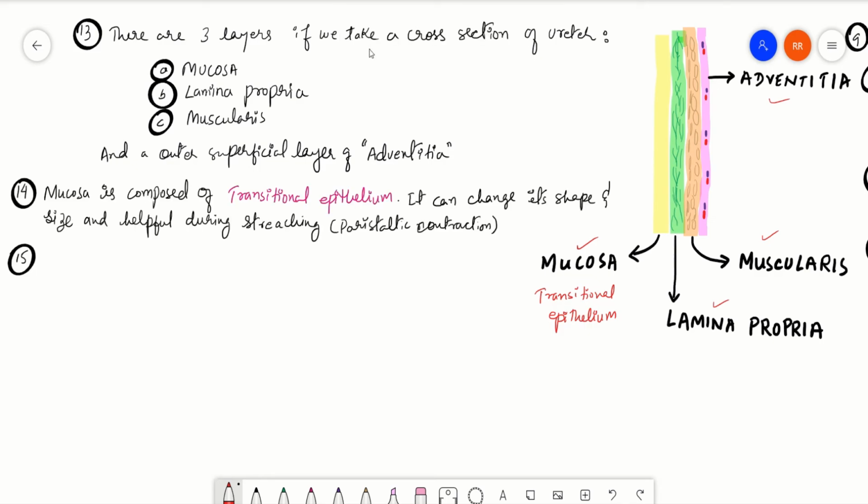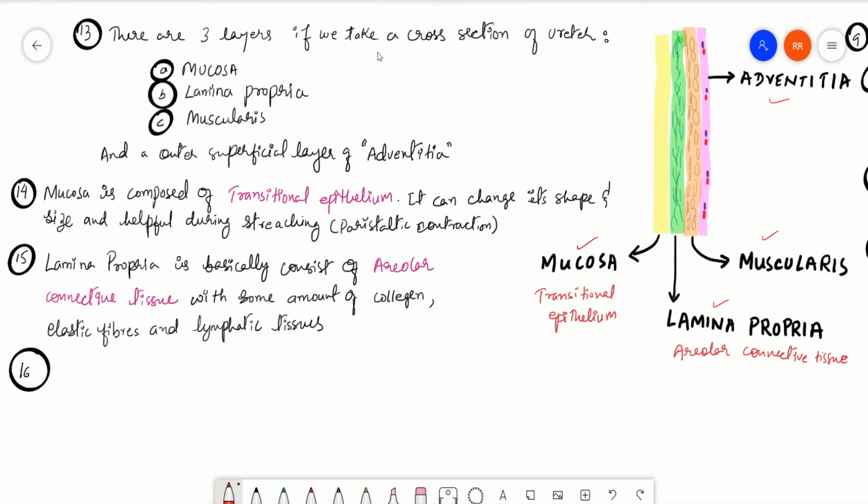Now, this lamina propria consists of areolar connective tissue with some amount of collagen, elastic fiber, and lymphatic tissues. Okay, and this areolar connective tissue will connect the inner layer, that is the mucosa, with the muscle layer, that is the muscularis. So this lamina propria is generally areolar connective tissue with some amount of collagen, elastic fiber, and lymphatic tissues.